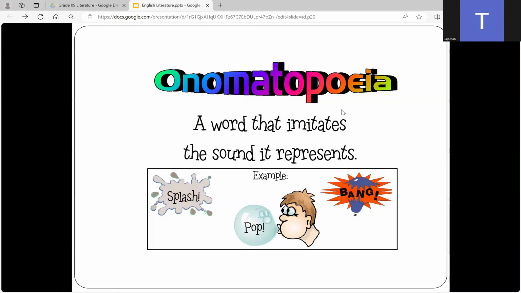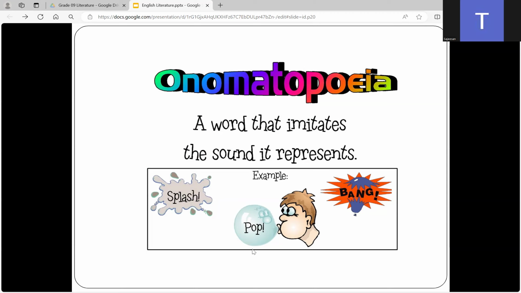Next one. Onomatopoeia expression. Onomatopoeia means a word that imitates the sound it represents. Splash means how the water is splashed, right? The sound brings the meaning of the word. Bang, the blasting sound, like something broken. Pop, pop, the popping sound brings the meaning. So this can be taken as the use of onomatopoeia.